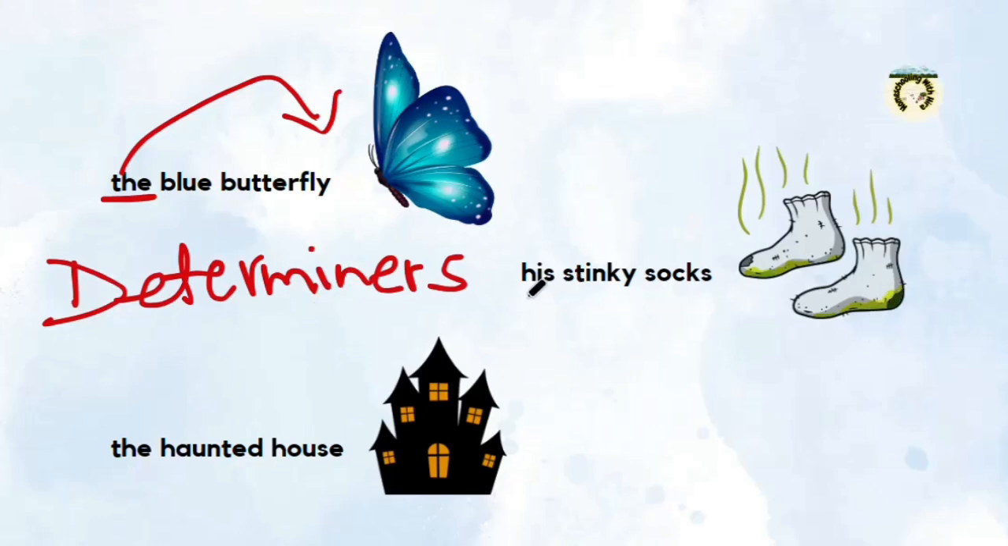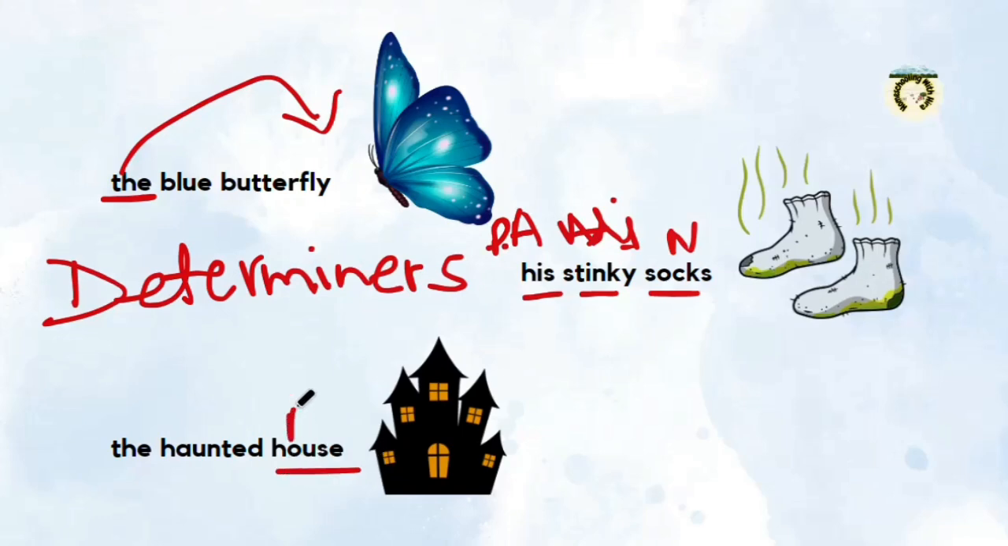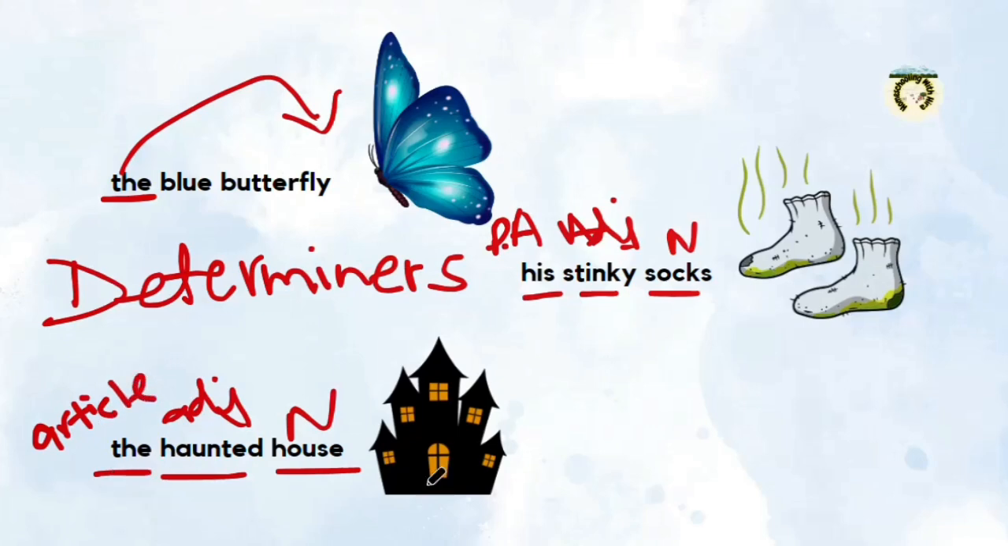Second is his stinky socks. Socks is a noun, his and stinky, they are adjectives. Possessive adjective, his is a possessive adjective, this is a normal adjective. Okay. The haunted house. House is a noun, haunted is an adjective, and the is a determiner or article, whatever you want to say. Okay. So these things together are making noun phrases.